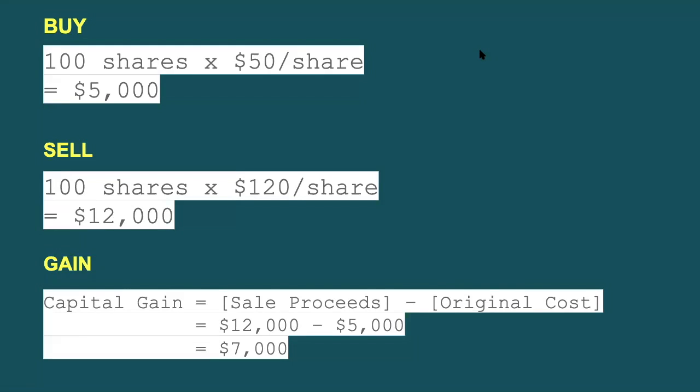A very basic example is as follows. If you were to buy 100 shares at $50 per share, that would be $5,000. If you then sold those 100 shares at the price of $120 per share, that would equal $12,000. And so the gain on this whole interaction would be the sale proceeds minus the original cost, which equals $7,000. This was a simple example and an easy way to calculate the capital gains.